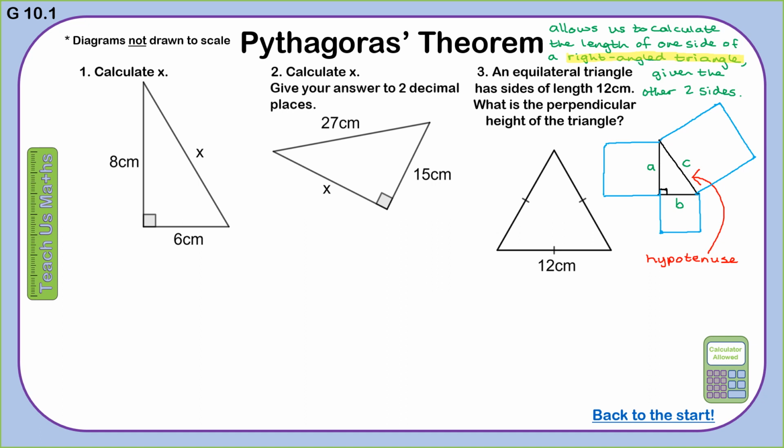Next, we calculate the area of each square. The area of the square with length A is A squared. The area of the square with length B is B squared. And the area of the square with length C, the hypotenuse, is C squared.